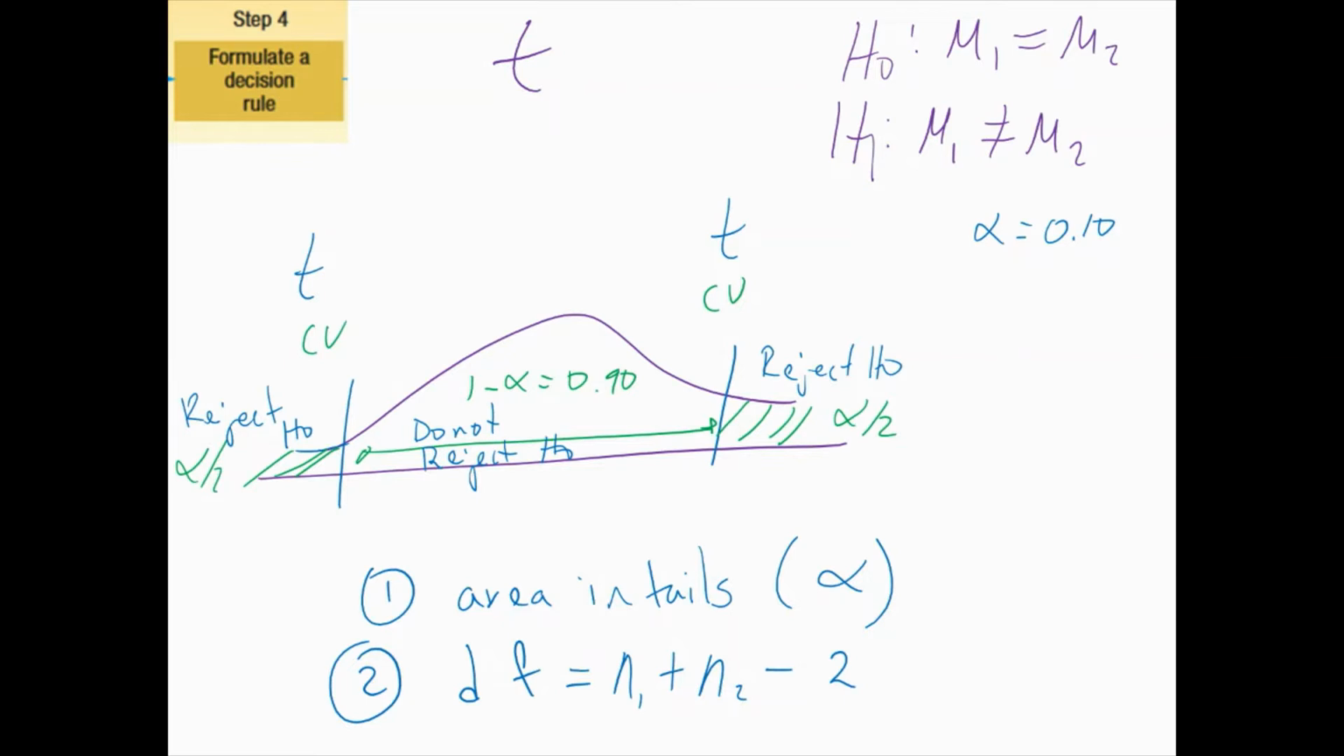So let's give some numbers here. Let's assume the sample for the first population is 10. A second sample from the second population was 8. So 10 plus 8 is 18, minus 2, 16. So let's assume we're doing the degrees of freedom equals 16, 2 tails, and an alpha of 10%.